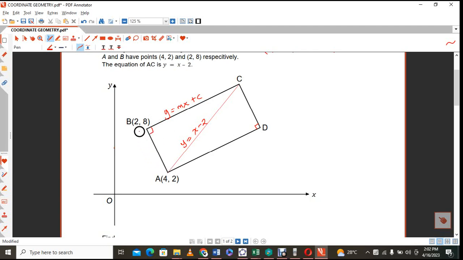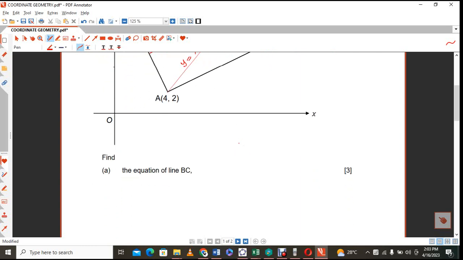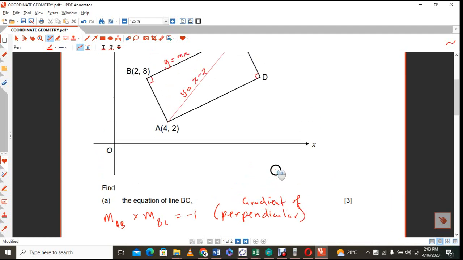The thing about perpendicular lines: you can see AB and BC are perpendicular, they meet at 90 degrees. What is important is that the gradient of AB multiplied by the gradient of the line we are looking for should give you -1. That is the property of perpendicular lines. So check out the gradients of perpendicular lines: the product, when you multiply them together, should give you -1.